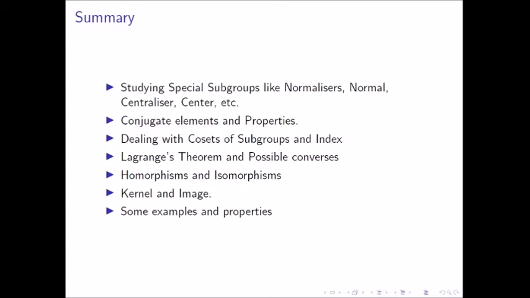We defined conjugate elements, not just elements, but conjugate subgroups as well, and studied their properties. We dealt with cosets of subgroups and the behavior of the index of a coset. And by studying it, we came to a beautiful conclusion, that is Lagrange's theorem, and also stated three possible converses of Lagrange's theorem. Not the verbatim converse, but somewhat a converse, close to a converse of Lagrange's theorem.